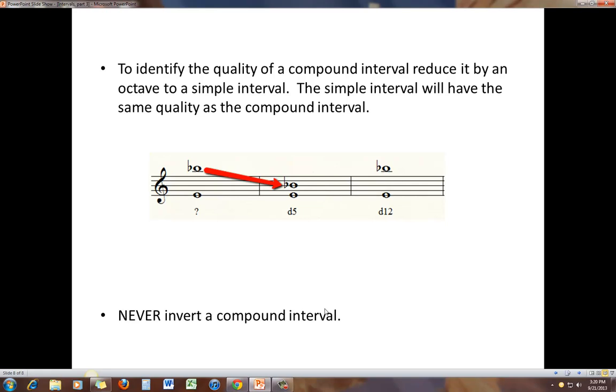So to identify the quality of a compound interval, if you're starting with a compound, reduce the interval until you get it to a simple interval, one which is smaller than an octave. So here's our first example, E to B flat. If you take this B flat down an octave, now you have E to B flat smaller than an octave, and we see that this is a diminished fifth. So E to this upper B flat is going to be a diminished 12th.